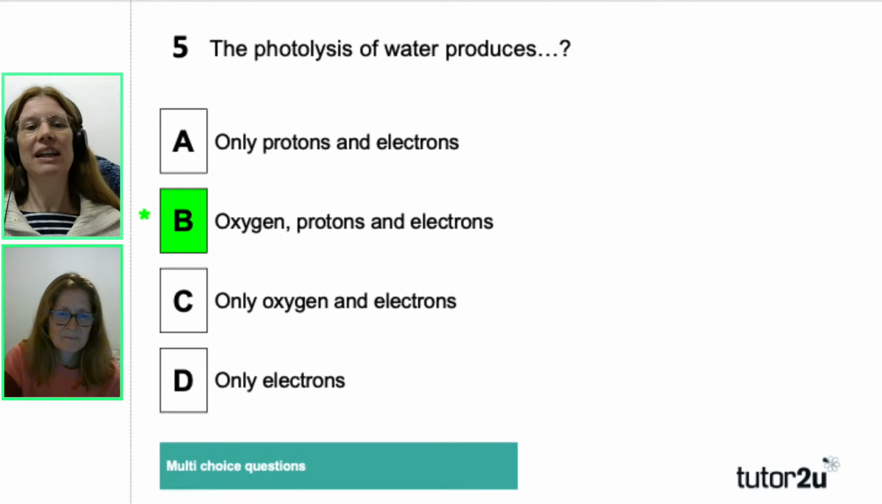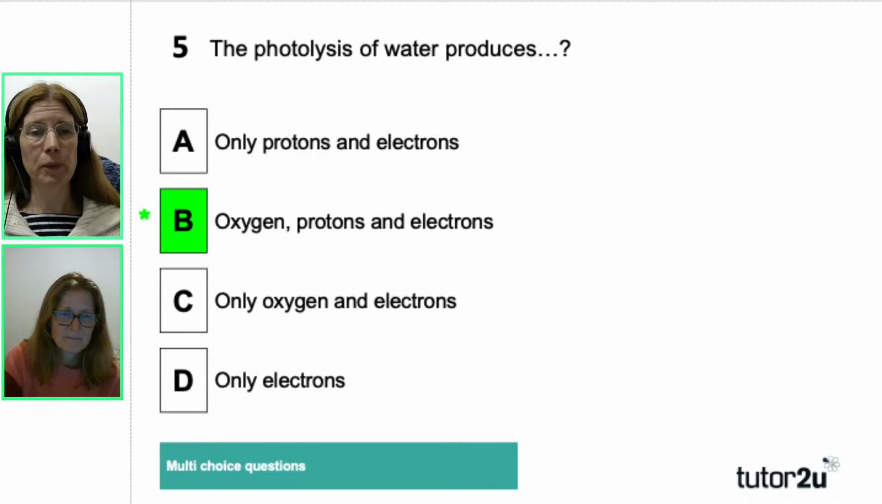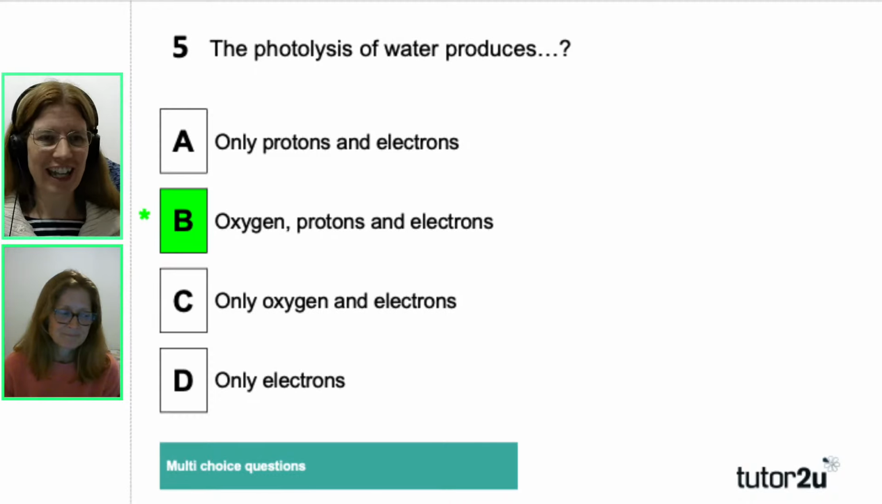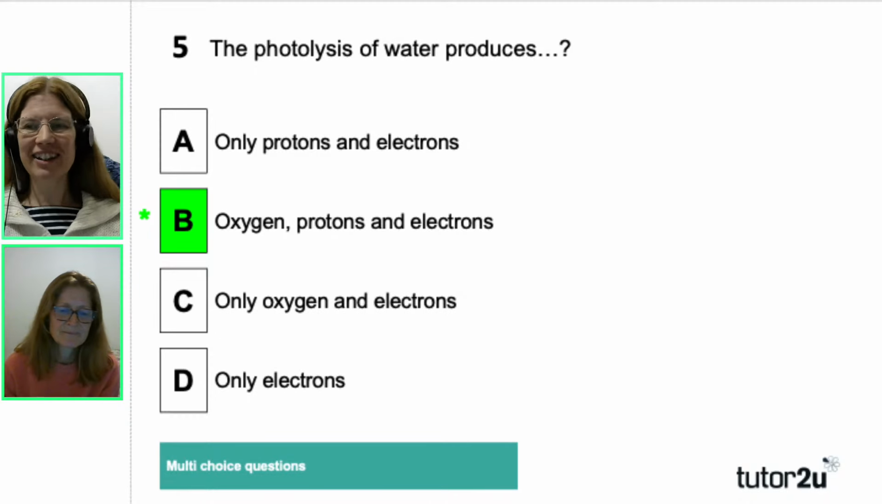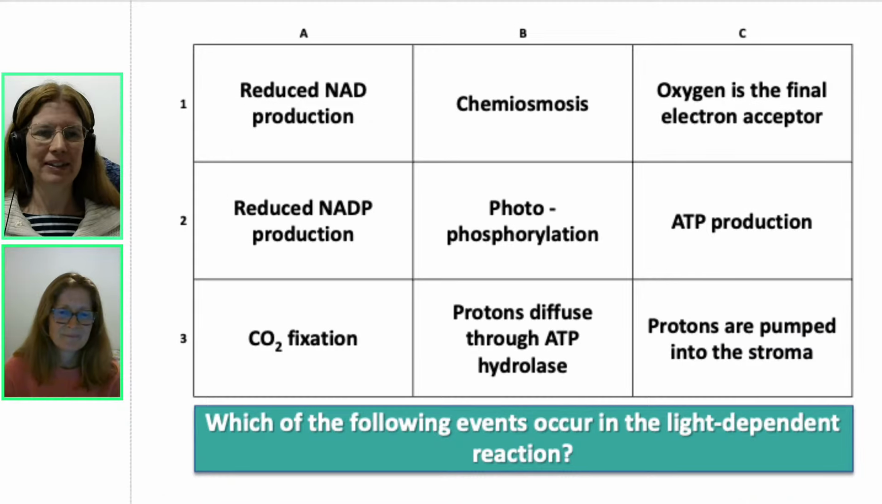It's oxygen, that's going to be a waste product, protons, which are great for building up a gradient for chemiosmosis, and electrons, which will go off and fill the gap in one of the photosystems so that photophosphorylation can carry on. Well done, everyone. So let's move to the second part of our light dependent stage.